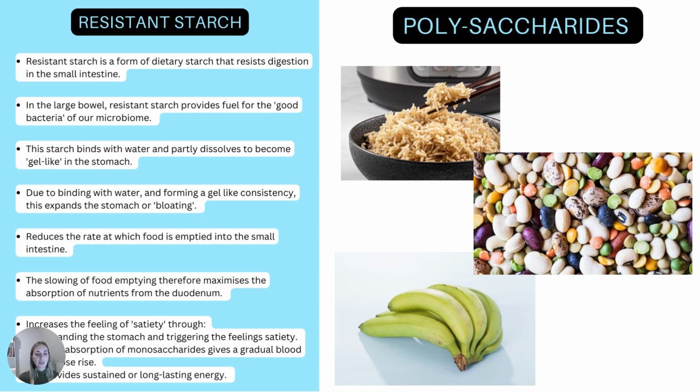Okay, so the starch in the stomach will bind with water to partly dissolve and become gel-like in the stomach, so viscous. Because it binds with that water, it tends to cause the stomach to expand and it slows the emptying of food from the stomach. Now, because it causes the stomach to expand, or bloat as we might like to call it, it reduces the rate again at which food is emptied into the small intestine from the stomach, and it maximizes the nutrients being absorbed from the duodenum.